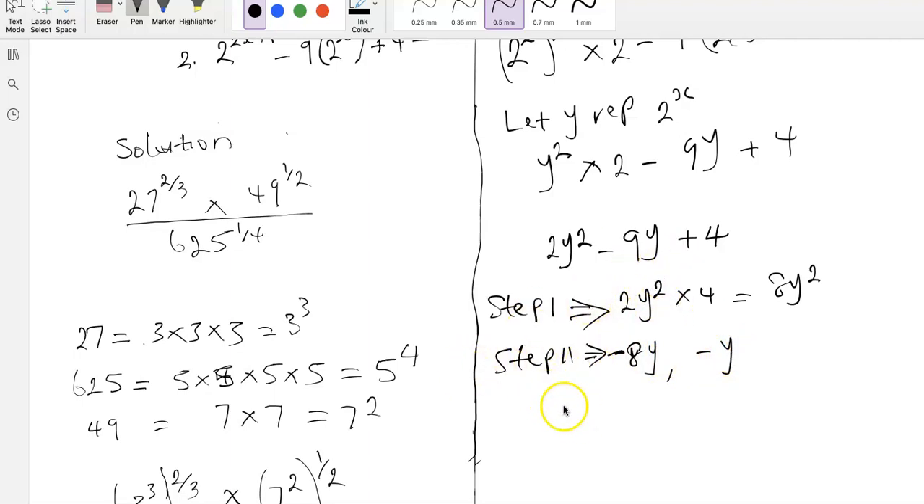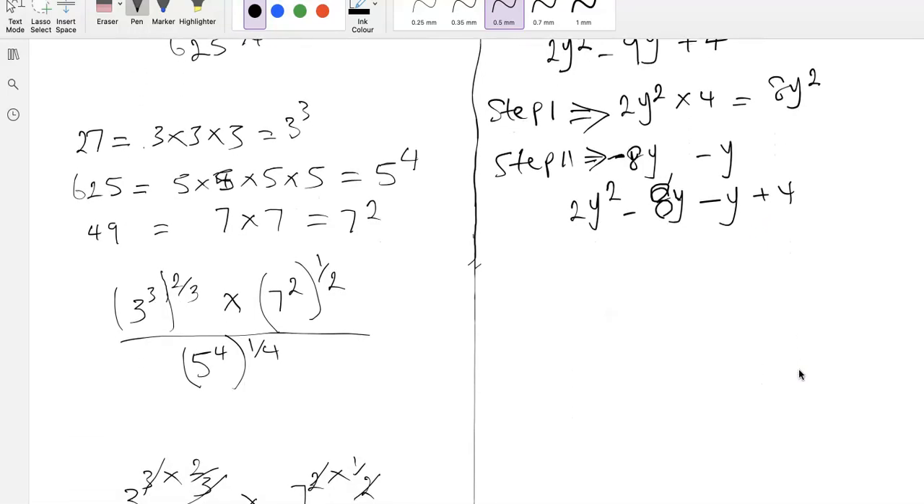So let's replace this number with minus 8y and minus y, which is the same thing as minus 9y. So what I'm going to have here is 2y squared minus 8y minus y plus 4. So 8y plus y is 9y, minus 9y.